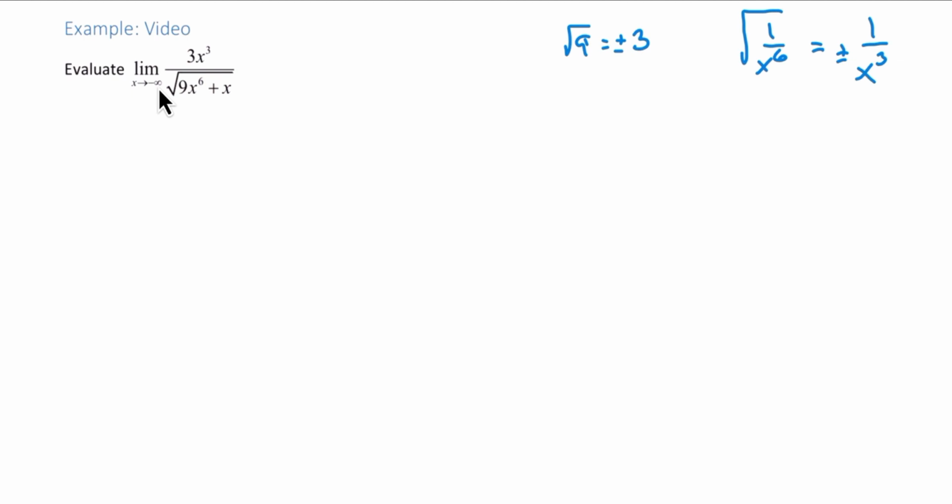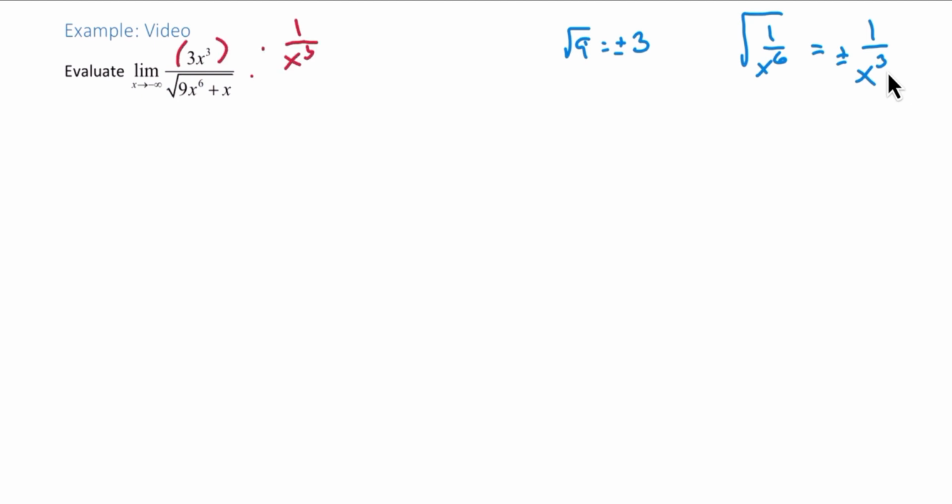We're going to divide the numerator and denominator by the highest power of x that occurs in the denominator. In this case, that highest power in the denominator is the square root of x to the 6, which we have something similar over here. We can multiply by the reciprocal, which we have here, or 1 over x cubed. So we'll multiply the top by 1 over x cubed and the bottom by 1 over x cubed.